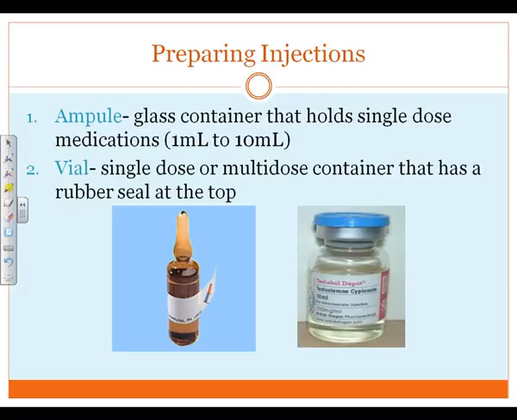Preparing your injections. Typically, your injections are going to come when you're getting the medication out of some source. It will either come in an ampule or a vial. An ampule is a glass container, and it always holds a single dose of medication, but it can be as small as a 1 milliliter ampule all the way up to a 10 milliliter ampule. This is an ampule right here. So, a glass container.